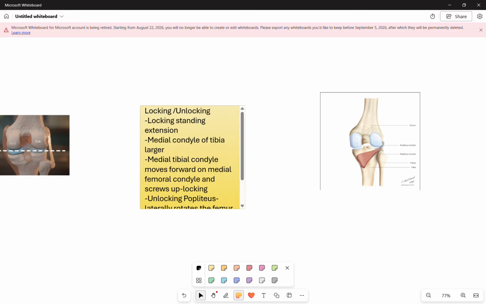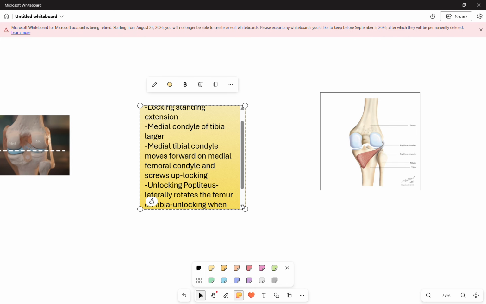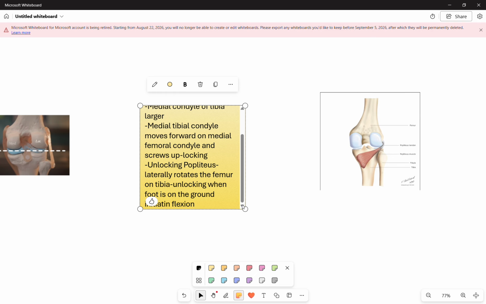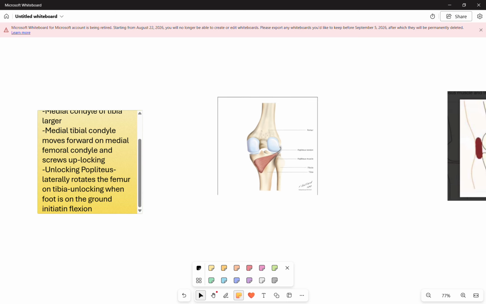Now to unscrew it, you'll have to undo the forward movement and medial rotation. So unscrewing is done by the popliteus muscle. Now let me show you the popliteus muscle.